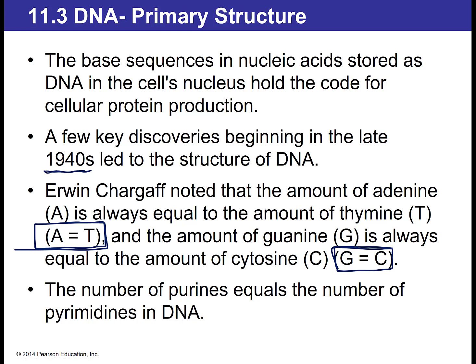So it's like, well, there has to be some kind of balance. Whether we are talking about human DNA, frog DNA, or chicken DNA, you're always seeing adenine and thymine have the same amount, and cytosine and guanine have the same relative amount.